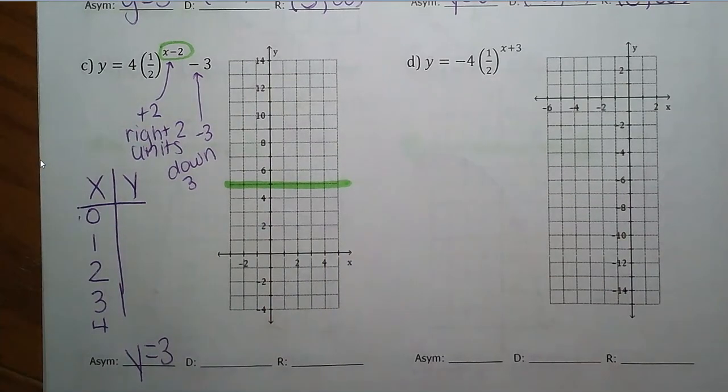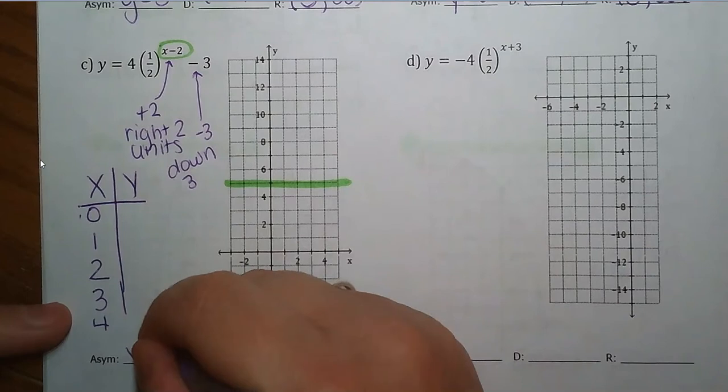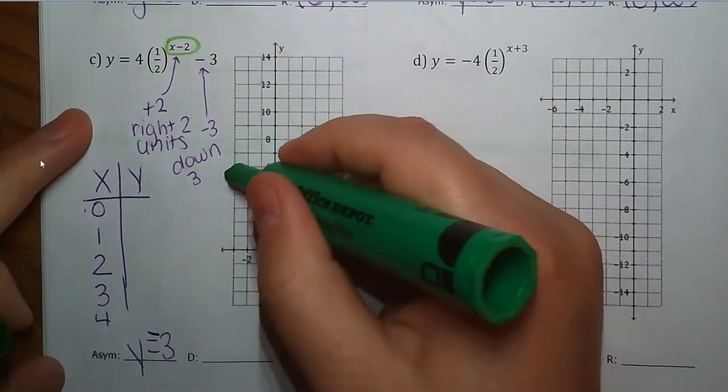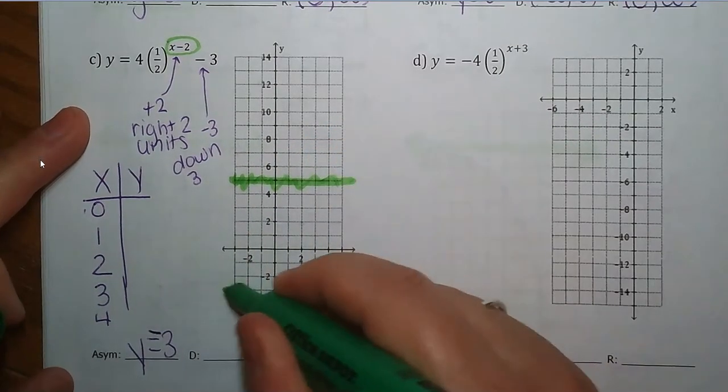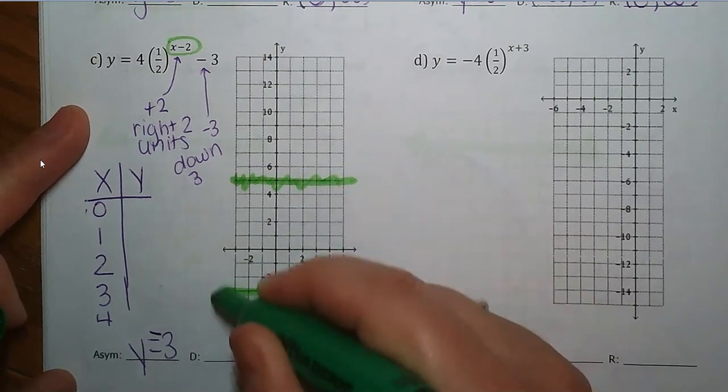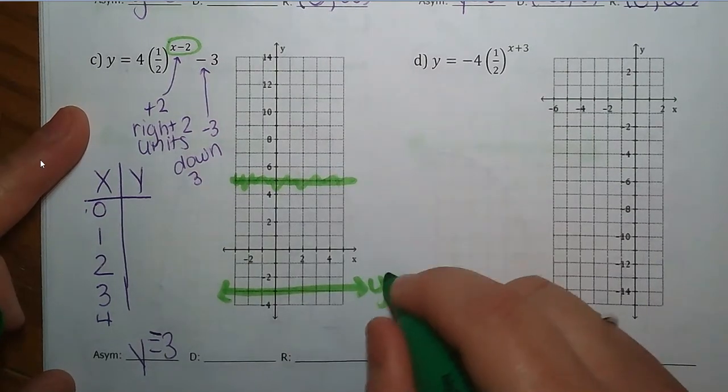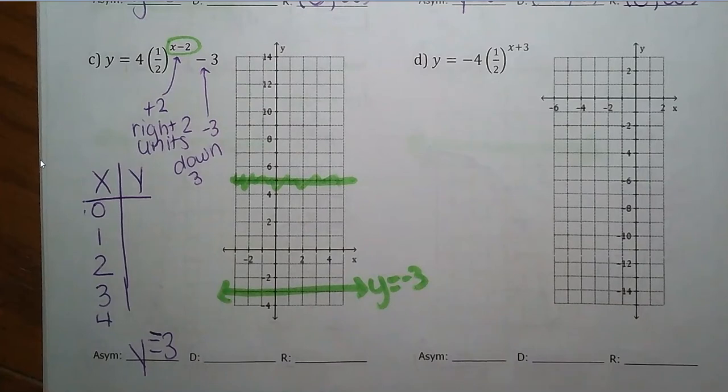Oh, fail. Forget I just did that. Pretend I did -3. Don't look at that. Crud. -3 down here. It's -3, so y equals -3. That's your asymptote, my fault.